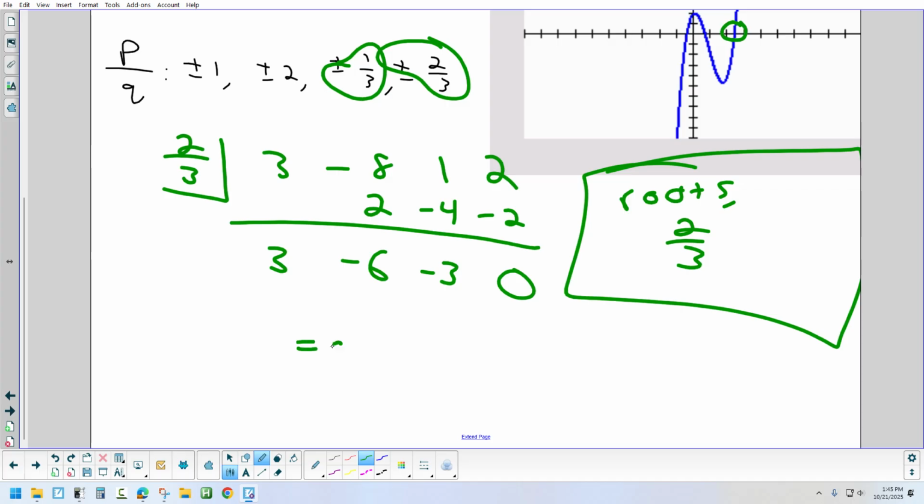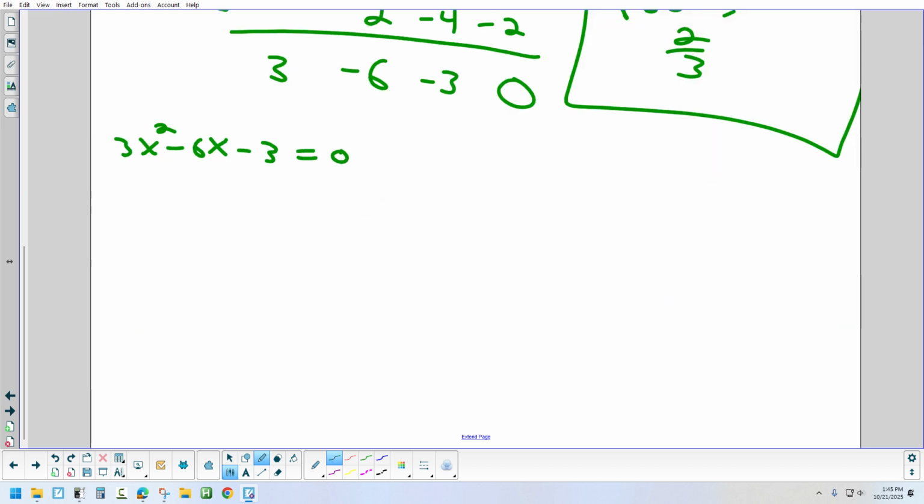What do I have to set equal to 0 now to get the last two? What's going to be my equation on this left side? Yep. 3x squared minus 6x minus 3. So now we're going to solve that. But notice everything here, we can make this smaller by factoring what number out? 3. You don't have to, but you're going to have to reduce it now or reduce it later. So let's reduce it now. So x squared minus 2x minus 1.